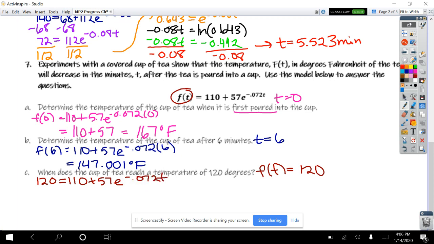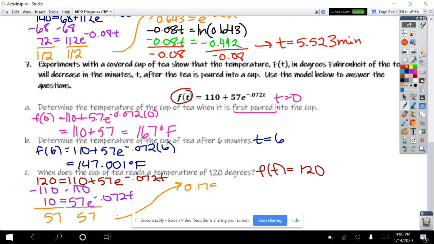First step is to subtract 110 on both sides. That leaves you with 10 equals 57 e to the negative 0.072 t. Then you have to divide both sides by 57. And you should get, in your calculator, 0.175 equals e to the negative 0.072 t.